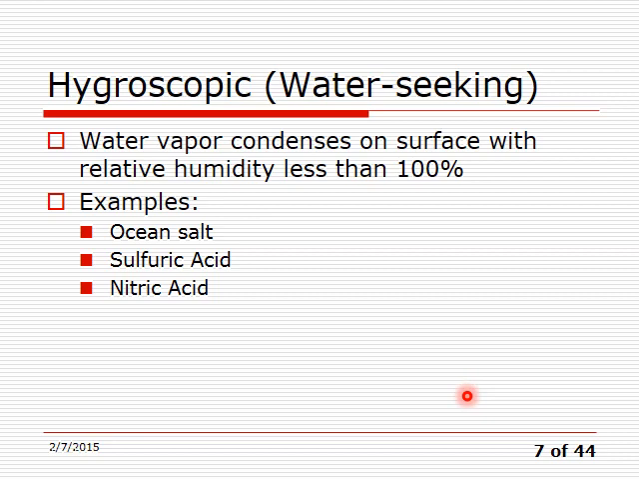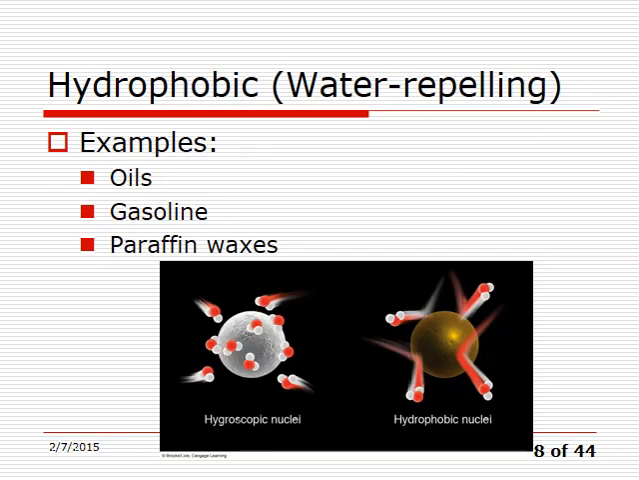Alright, so there are two types of condensation nuclei. One is called hygroscopic, and basically these nuclei like to have water condense on them, and since they like water molecules so much, they can cause condensation at less than 100% humidity. Examples of these would be ocean salt, sulfuric acid, nitric acid. Sugar is another one, but we usually don't find sugar floating around in the atmosphere. And the other one is hydrophobic condensation nuclei, and basically this is water repelling. Examples of these would be oils, gasolines, and paraffin wax.